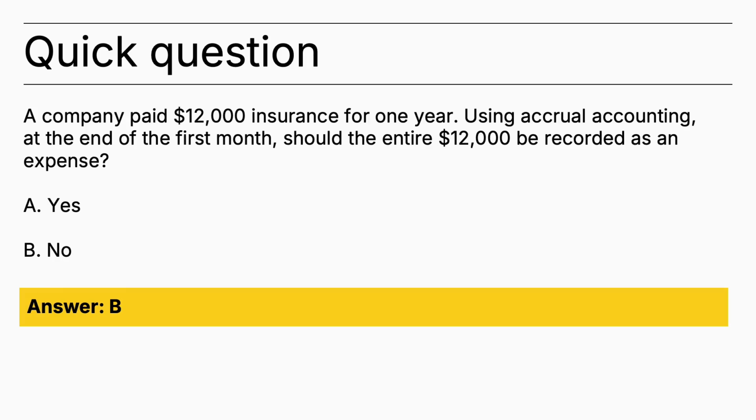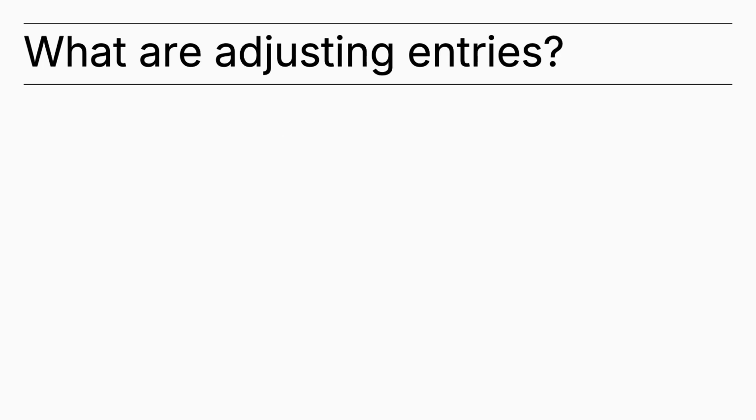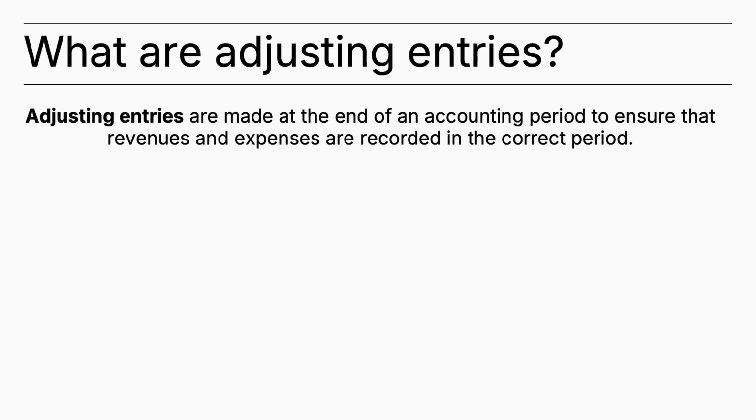So if we can't simply rely on cash payments, how do we make sure our accounts are accurate? That's where adjusting entries come in. So what are adjusting entries? Adjusting entries are made at the end of an accounting period to ensure that revenues and expenses are recorded in the correct period. Their purpose is to update account balances before financial statements are prepared.